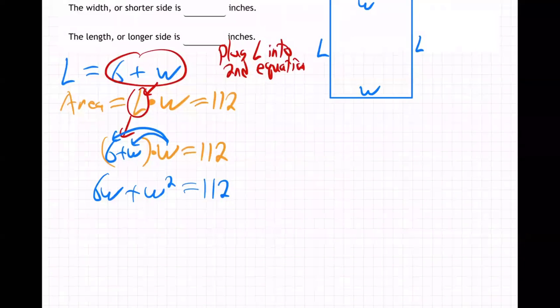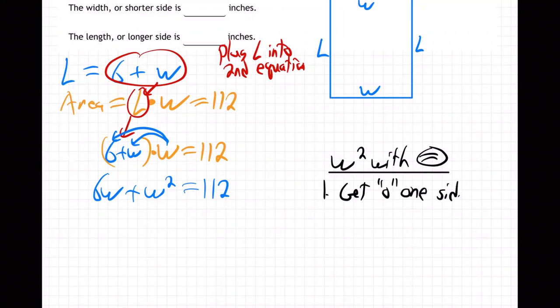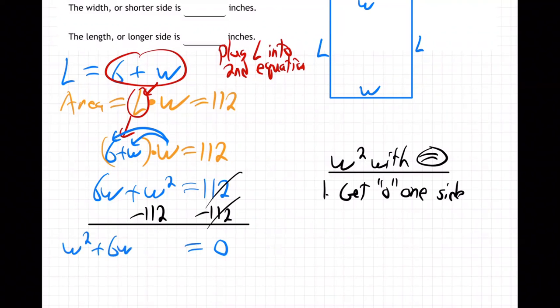Okay, now what? Well, when we have a W squared with an equal sign, step number 1, get a 0 on one side. So I'm going to subtract 112 from both sides. And this is 0. W squared plus 6W minus 112. I just reordered them from highest power to lowest. So step 1, get a 0 on one side.